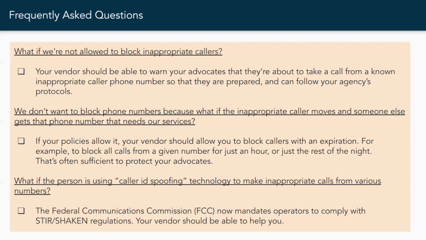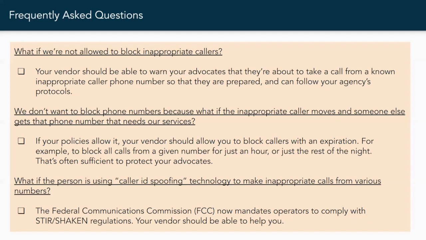Another question that we often hear is, we don't want to block phone numbers because what if the inappropriate caller moves, somebody else gets that phone number, and that person needs our services? So if your policies allow it, your vendor should allow you to block callers with an expiration time. For example, just block all calls from a given number for an hour or for the rest of the night. In a lot of cases, this is sufficient to protect your advocates and to frustrate the inappropriate callers enough so that they stop calling your agency.